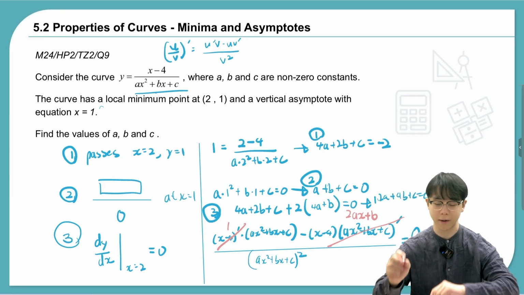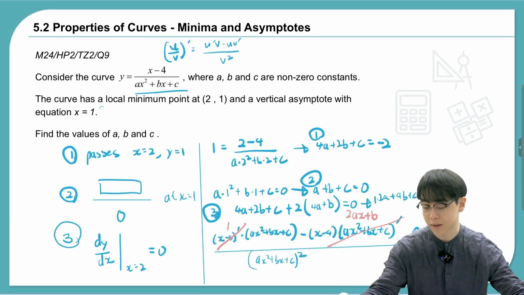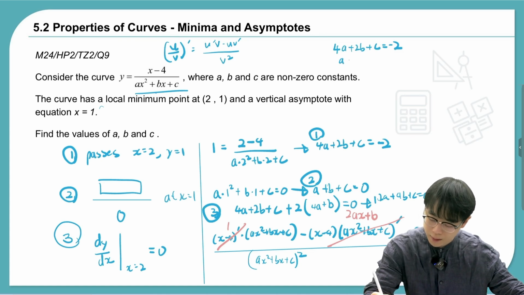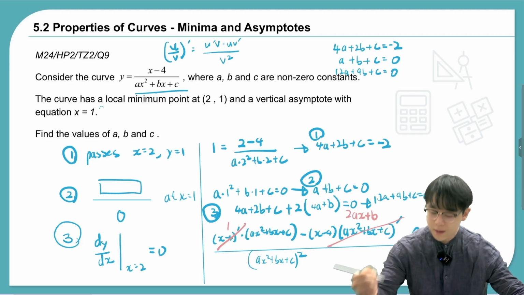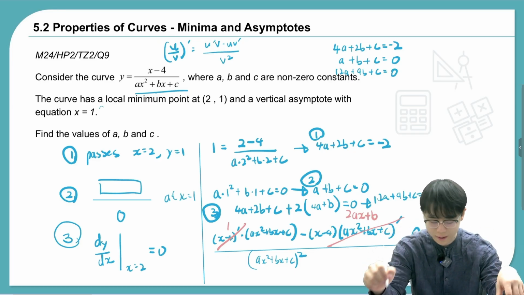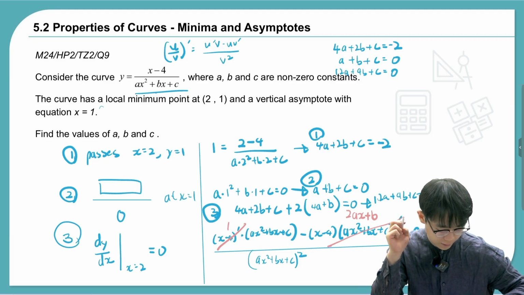Okay, so let me just write that all together to tell you which system of equations we need to solve. So we would have 4a plus 2b plus c equals minus 2. Then we get a plus b plus c equals 0. And then we get 12a plus 4b plus c equals 0. So if you were to solve this using our calculator, we should be able to find the value of a, b, and c. So let's head on over to our calculator.